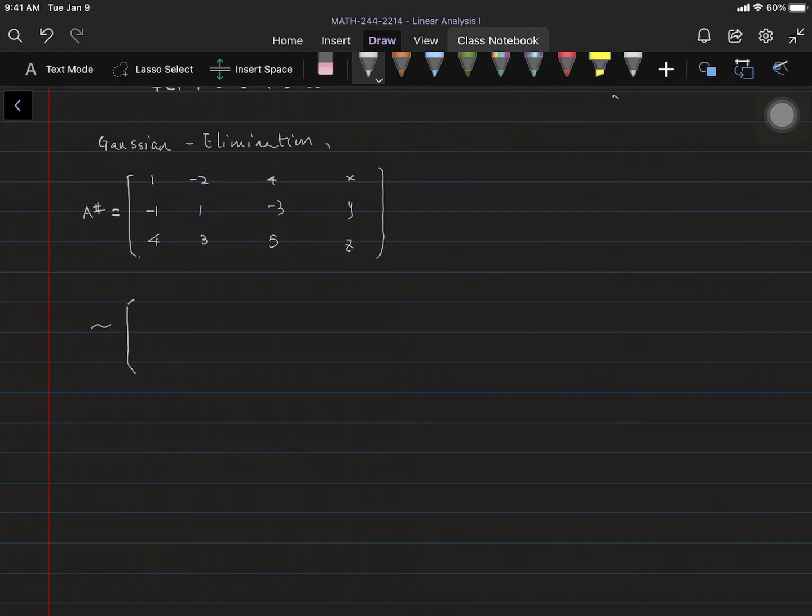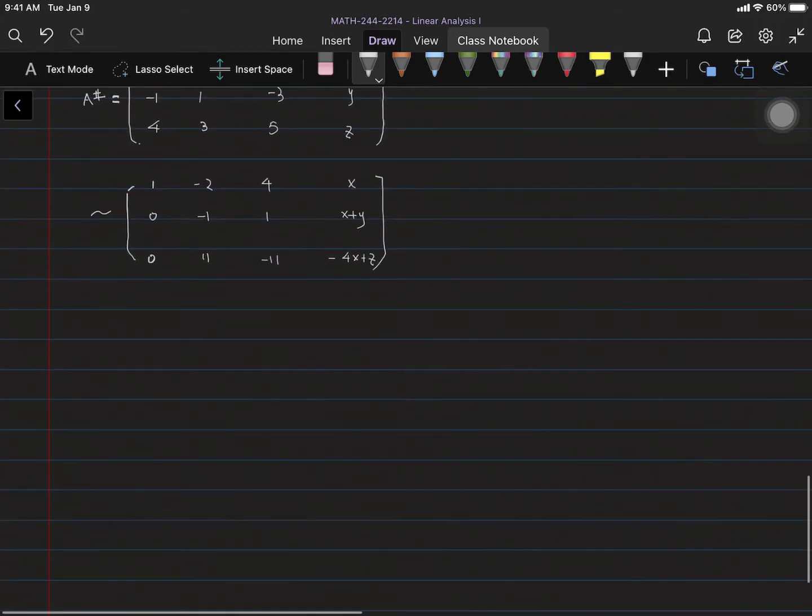Okay, row operation is good. We already have a leading 1 in the first row. So row 1 and row 2: 0, negative 1, 1, x plus y, right? And then row 1 times negative 4: 0 times negative 4, 4 times negative 4, negative 16, so negative 11. And here should be negative 4, negative 4x plus z. Is that right? Okay.